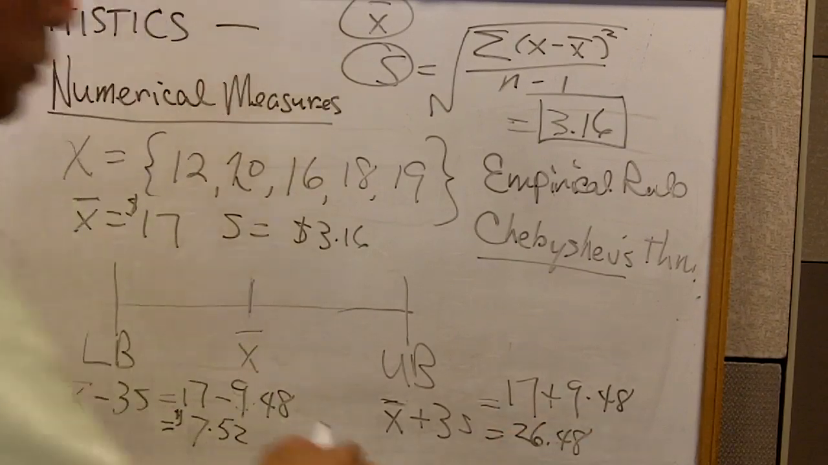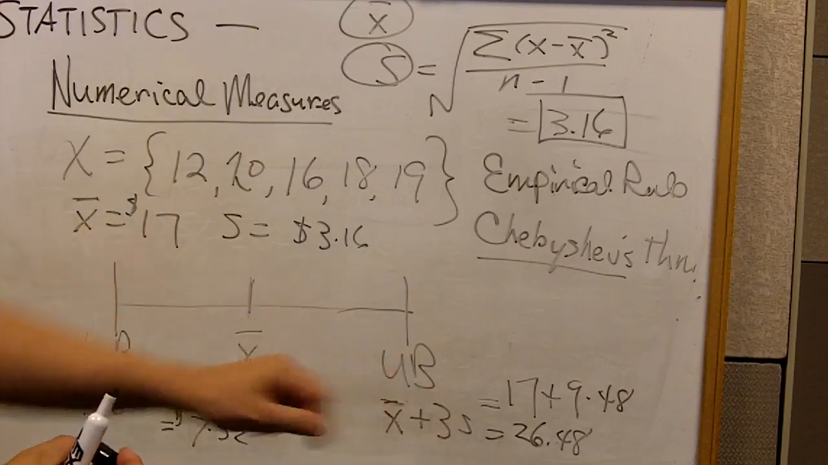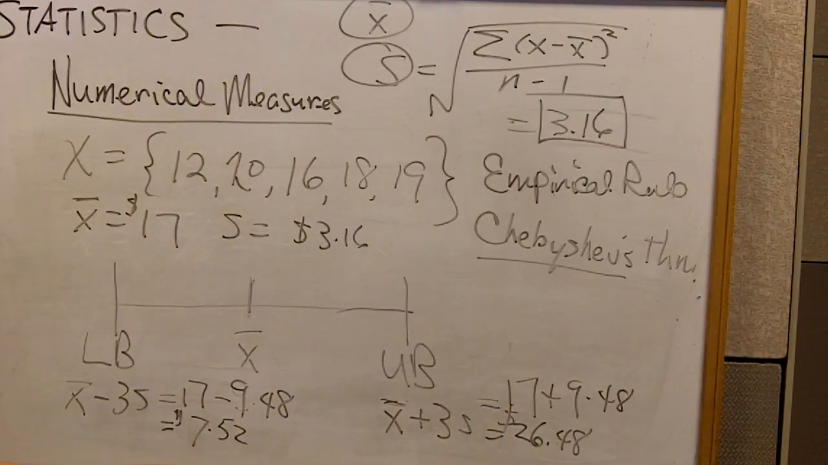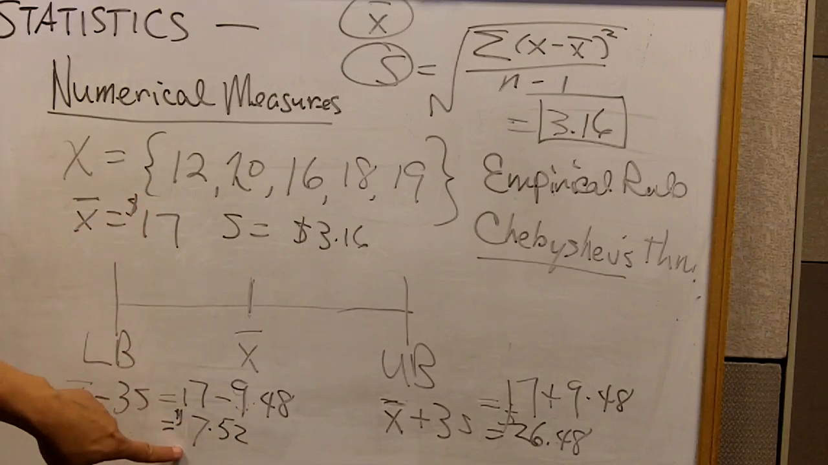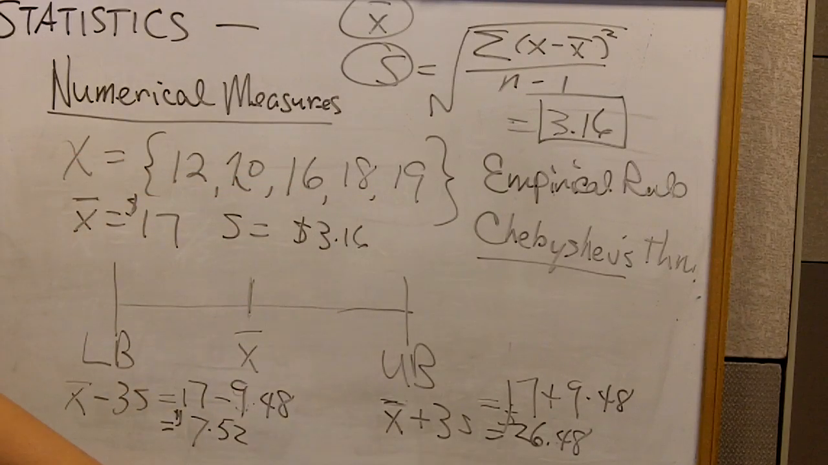26.48. So basically, using the empirical rule, we're saying that if anybody has an hourly wage that is worth more than $26.48, that represents an outlier. Looking at these 5 values, we don't seem to see anything that's falling below 7.52 or going above 26.48.